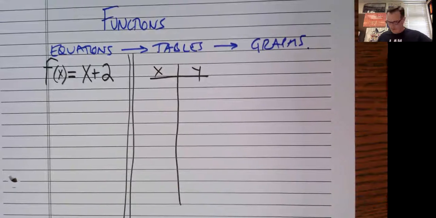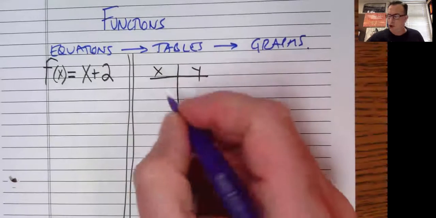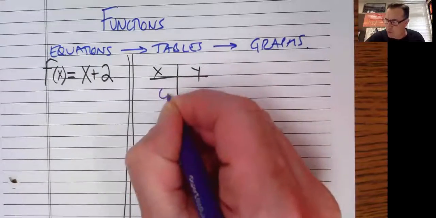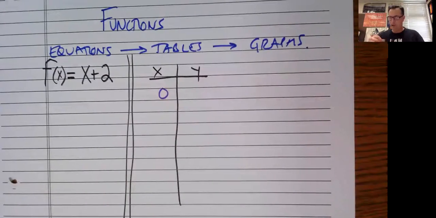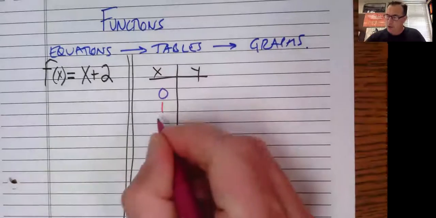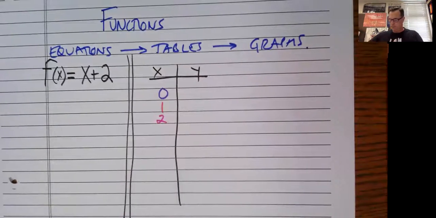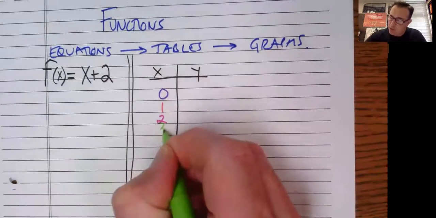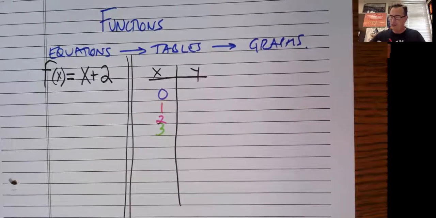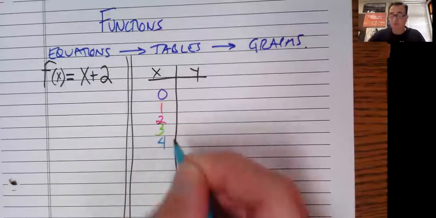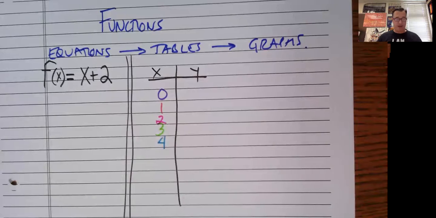Now, I've got to pick 5 colors, so give me just a second to get through this. And then we'll do this. All right, so I've got my 5 colors. Let's start with 0, and then we're going to do 1, 2, 3, and 4.